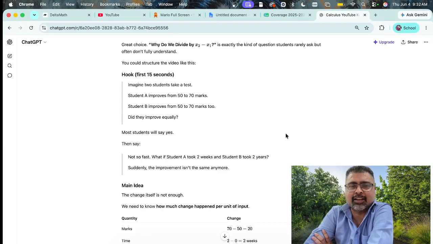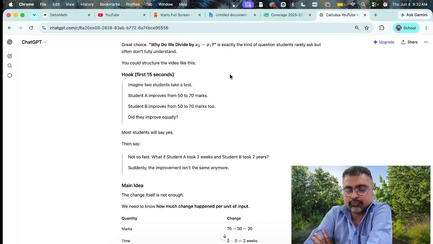So, I will not put out extra effort in explaining this. What I am going to do is, I will just ask ChatGPT. Let's do it and then I will just explain it. Alright, so coming back to this thing. Why do we divide by x2 minus x1?